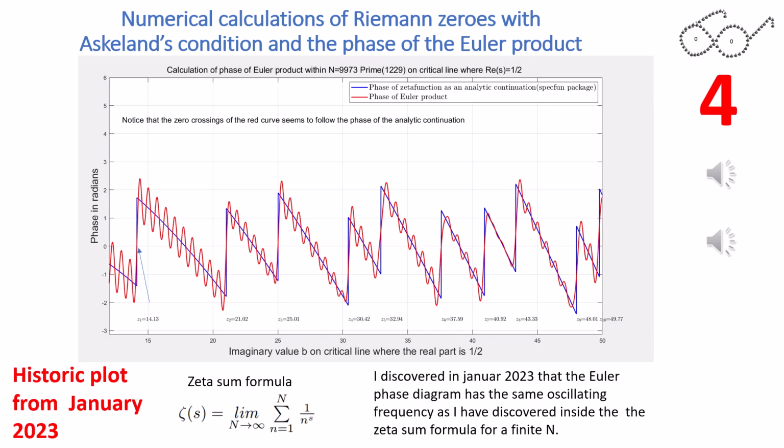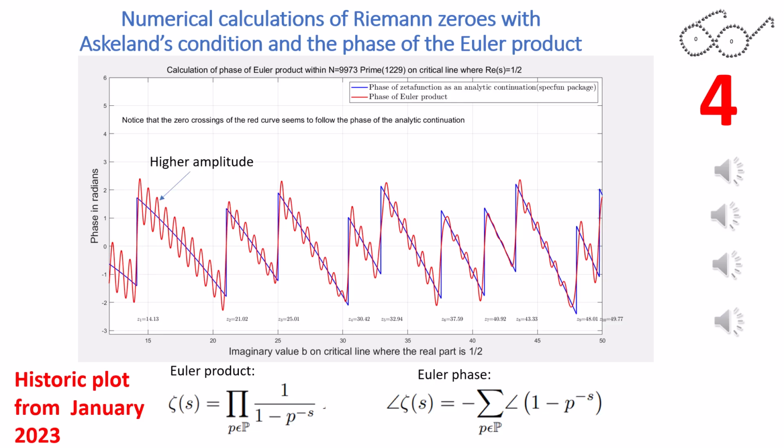This plot is historic because I discovered in January 2023 that the frequency of oscillation of the Euler phase is the same frequency of oscillation which appears in my Riemann hypothesis proof. This oscillation occurs with the same frequency inside the zeta sum formula you see below the plot. The red plot is now the total phase of the Euler product.